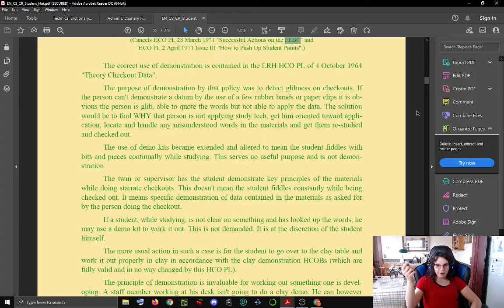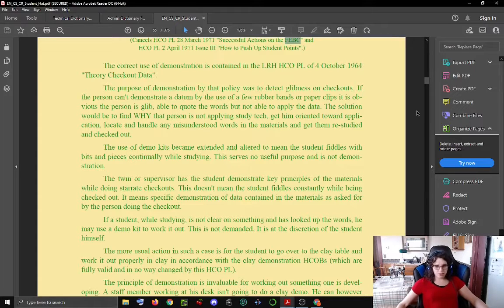The solution would be to find why the person's not applying study tech, get them oriented towards application, locate and handle any MUs in the materials, and get them restudied and checked out. The use of demo kits became extended and altered to mean the student fiddles with bits and pieces continually while studying. This serves no useful purpose and is not demonstration. The twinner supervisor has a student demonstrate key principles of the materials while doing star rate checkouts. This doesn't mean the student fiddles constantly while being checked out. It means specific demonstration of data contained in the materials are as asked for by the person doing the checkout.